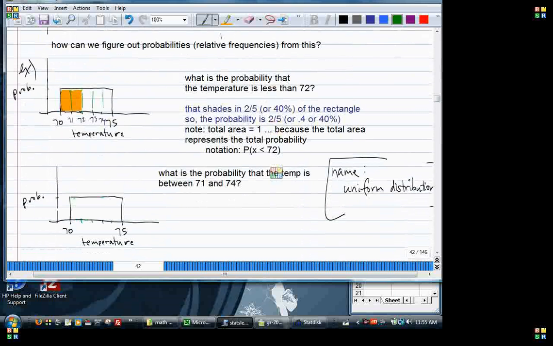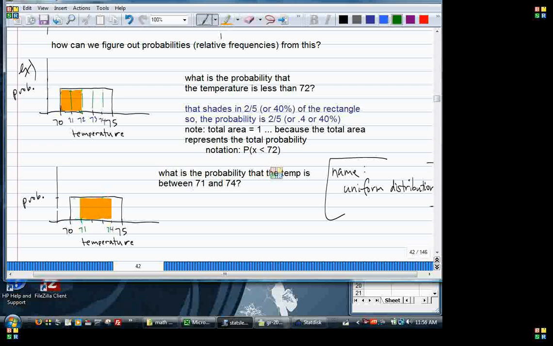Yes. We're looking for the area. So before we find the area, we have to say which area it is that we're trying to find. So which area are we trying to find? From 71 to 74. So the area that we're trying to find is this area. Now from looking at that, can you see what that area is? It's clearly 3 out of 5. So that's the answer.